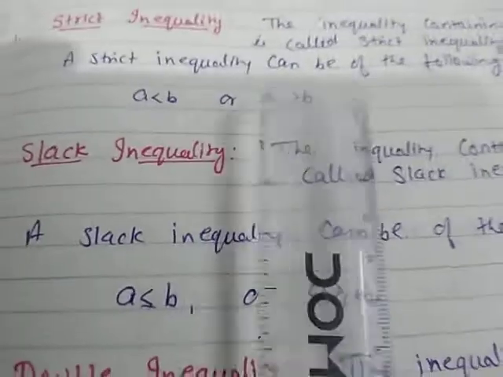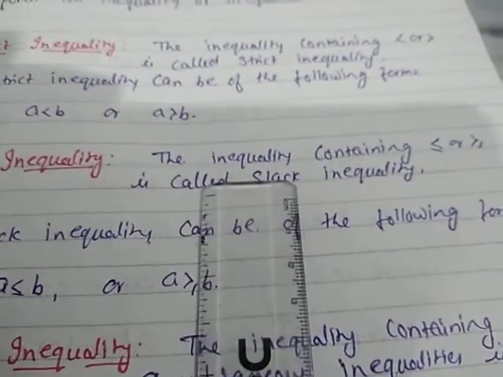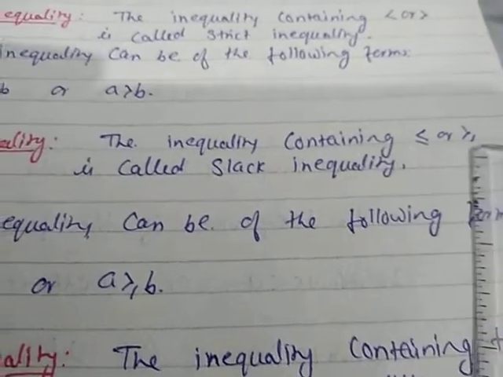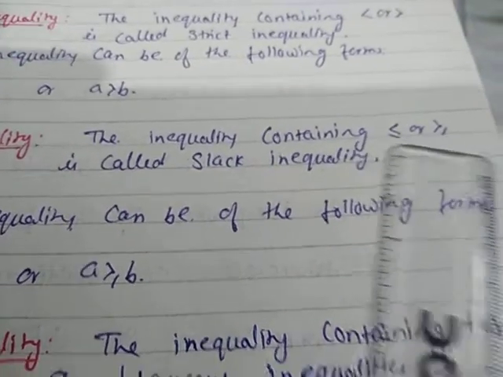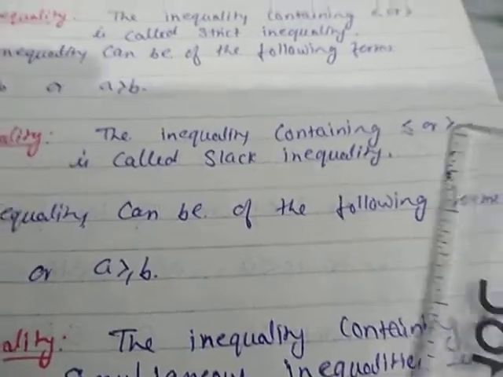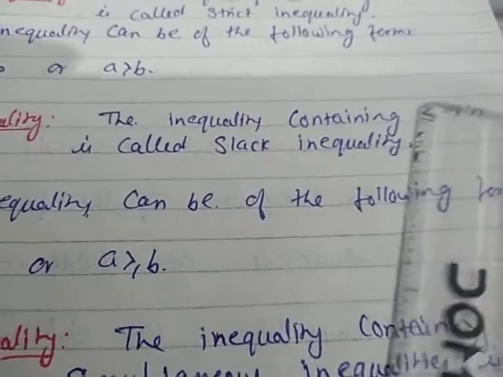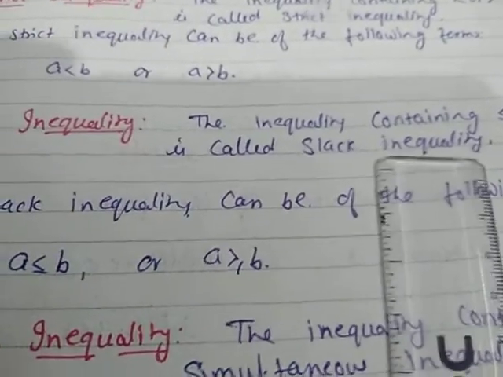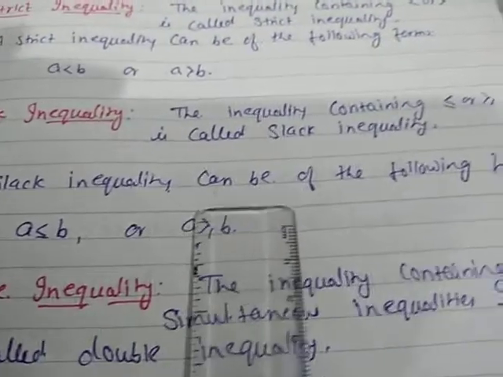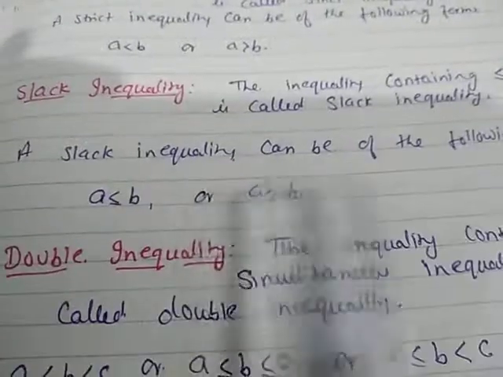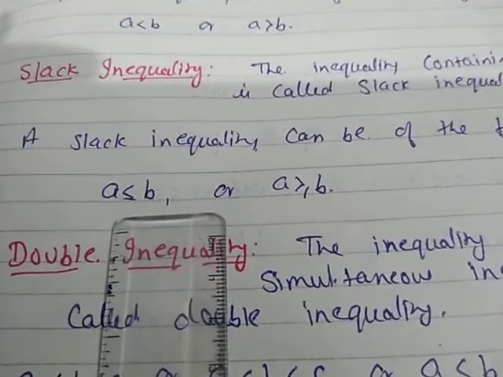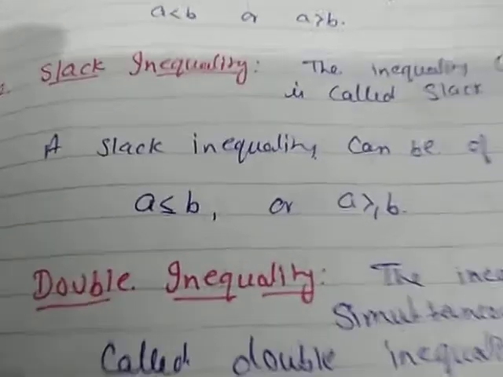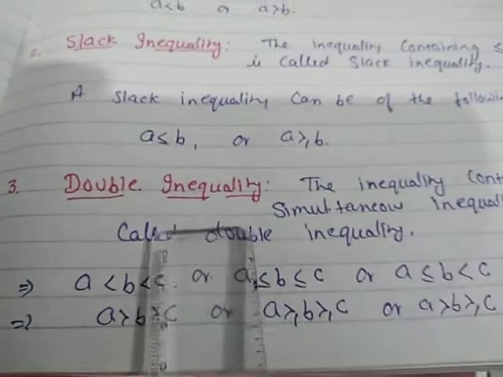Now, what is slack inequality? The inequality containing less than or equal to, or greater than or equal to. Just see here, children, this is the equals to sign. So when equals to is added with greater than or less than, it is called slack inequality. Slack inequality can be of the following form: A is less than or equal to B, or A is greater than or equal to B. The next term is double inequality.